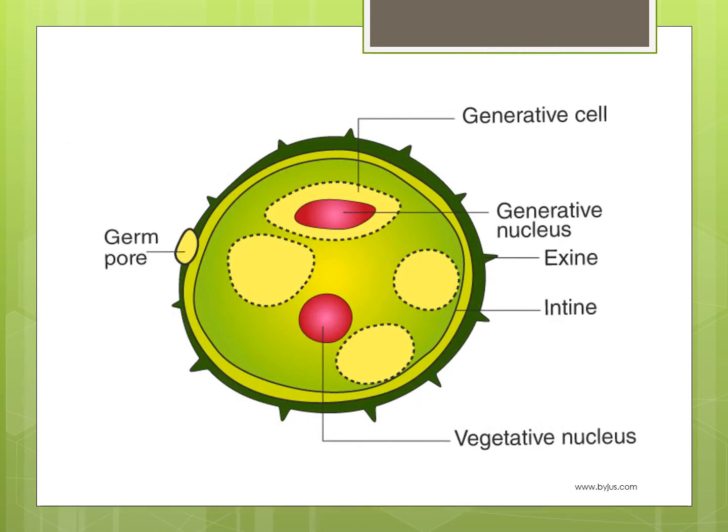In this slide, we can see the diagram of the typical pollen grain. In the diagram, we see the pollen grain has the outer layer called the exine and the inner layer called the intine. On the exine layer, we also see the germ pores. Inside the pollen grain, there are two nuclei. One is called the generative nucleus and the other the vegetative nucleus. The diagram is important from the exam point of view.